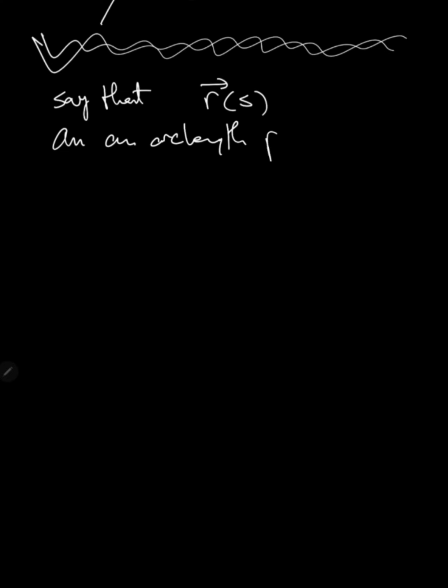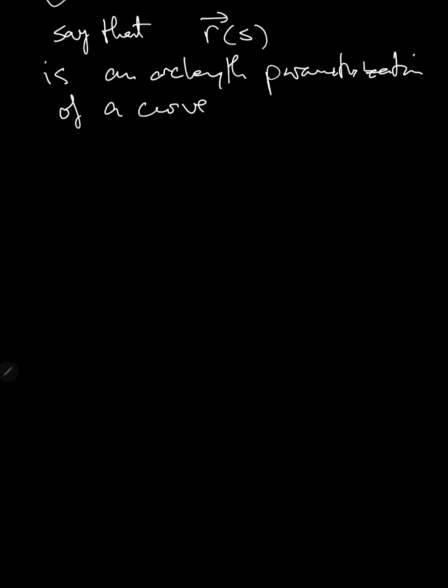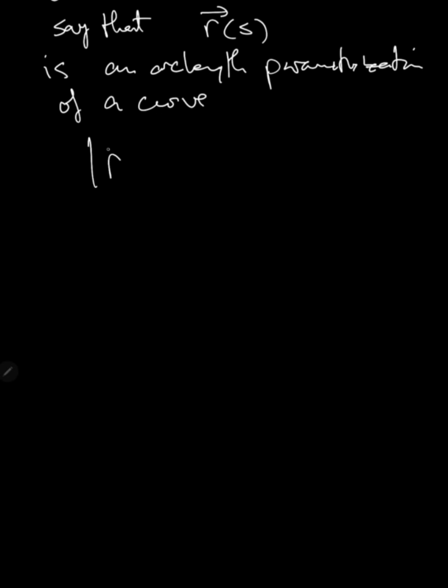All right. Now, let me talk about why we care about, or at least one example of why we might care about arc length parameterizations. So let's say that r of s is an arc length parameterization of a curve. All right. So say that we've already done a lot of work. We found an arc length parameterization of some curve. What's the point of this? The point of an arc length parameterization is that the length of r prime of s is equal to 1.